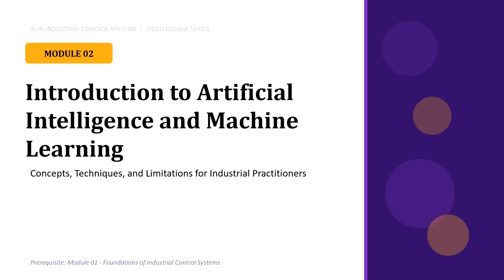Welcome back. This is Module 2 of our course on Artificial Intelligence in Industrial Control Systems. And in this module, we shift focus entirely to the artificial intelligence side of the equation. In Module 1, we built a solid understanding of what industrial control systems are, their architectures, their protocols, and critically, the ways they differ from conventional information technology environments. Now, we're going to build the second half of that foundation. A clear, practical understanding of what artificial intelligence and machine learning actually are.